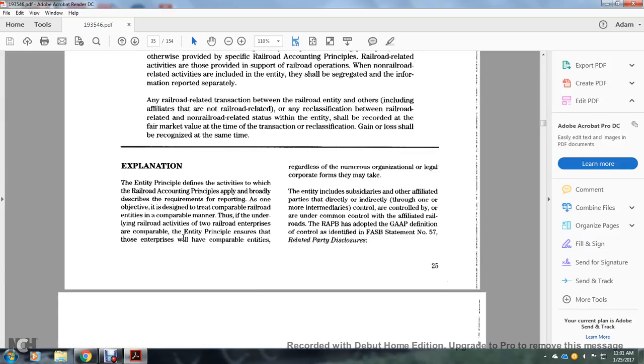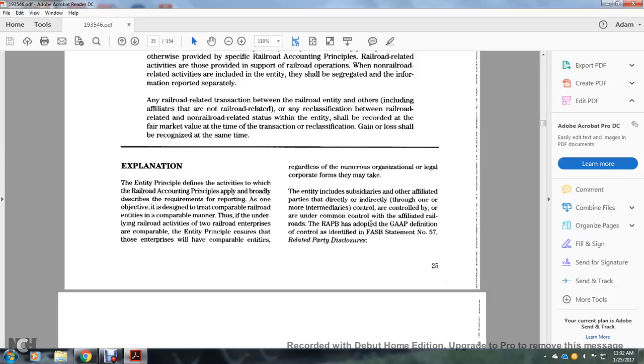Explanation. The entity principle defines the activity to which the railroad accounting principles apply and broadly describes the requirements for reporting. One of the objectives is to treat railroad entities comparably, thus underlining that two railroad enterprises are comparable. The entity principle ensures that those enterprises will be comparable entities regardless of the numerous organizational, legal, and corporate forms that they may take. The entity includes the subsidiaries and other affiliated parties, directly and indirectly, through one or more intermediaries, controlled by or under common control with the affiliated railroad.